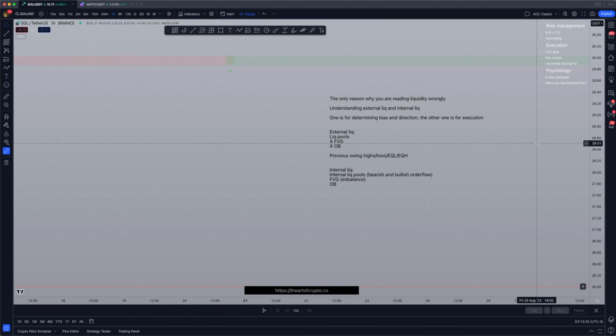Basically, if you've ever run into a situation where you think price is retracing back into an order block or a fair value gap, but instead it takes out a previous high or takes out a previous low and you're left there wondering, hey, aren't fair value gaps and order blocks supposed to provide support? And yet they just got completely blown through and price is just going lower or going higher. If you've been in a situation like that, it's very, very, very likely because you have read the liquidity wrongly, and in this video we are going to address that.